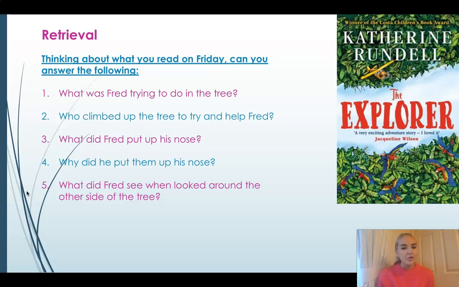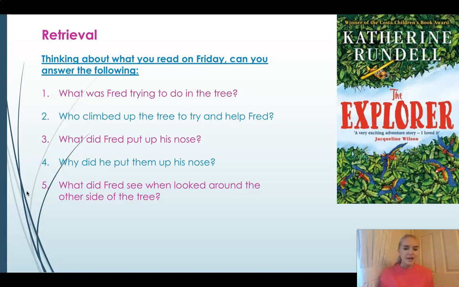Okay, so number 1, what was Fred trying to do in the tree? Well, do you remember why he climbed the tree? It was because he saw the monkeys rub ants in their hands together and rub it all over their bodies because they wanted to use it as a repellent against the bees. So Fred tried to do the same, but what did he want from the beehive? He wanted honey. Now, we don't know if Fred was okay yet, but we do know he's okay because that was last lesson, don't we? We know he's okay now, but we don't know if he'll stay that way.